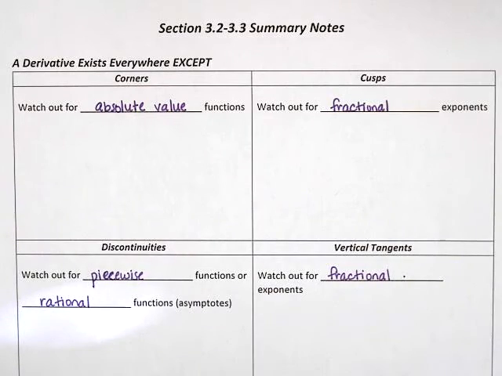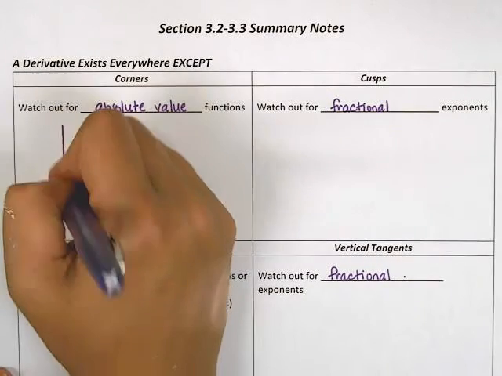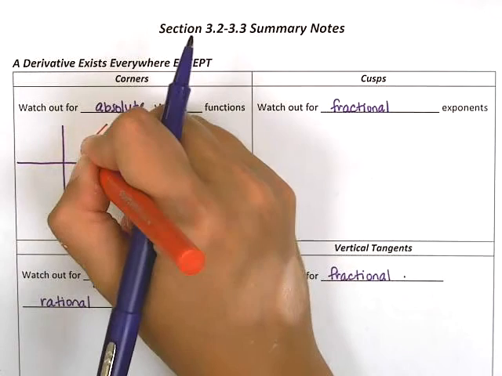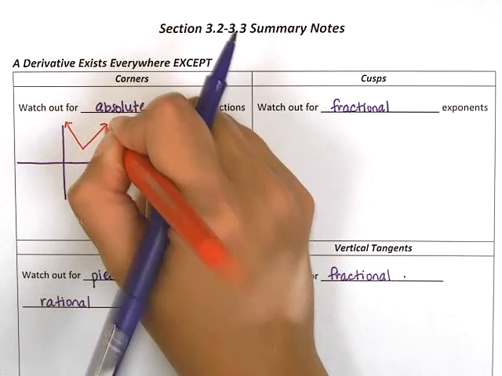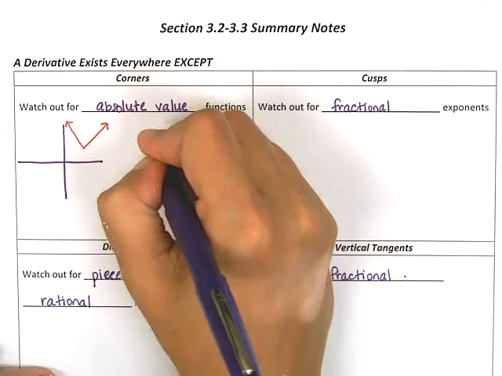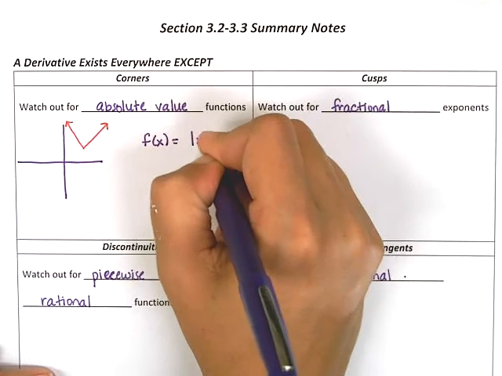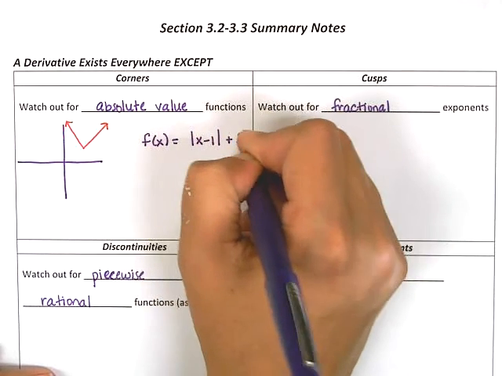Let's draw some pictures. An absolute value function would have a corner somewhere. An example of a function like this would be like f of x equals the absolute value of x minus 1 plus 2.